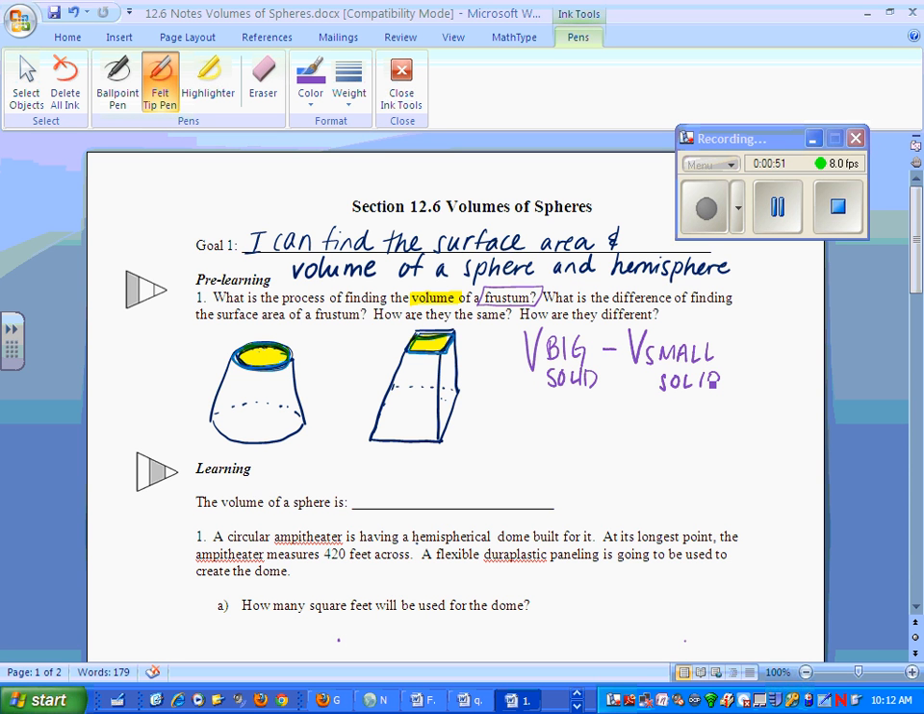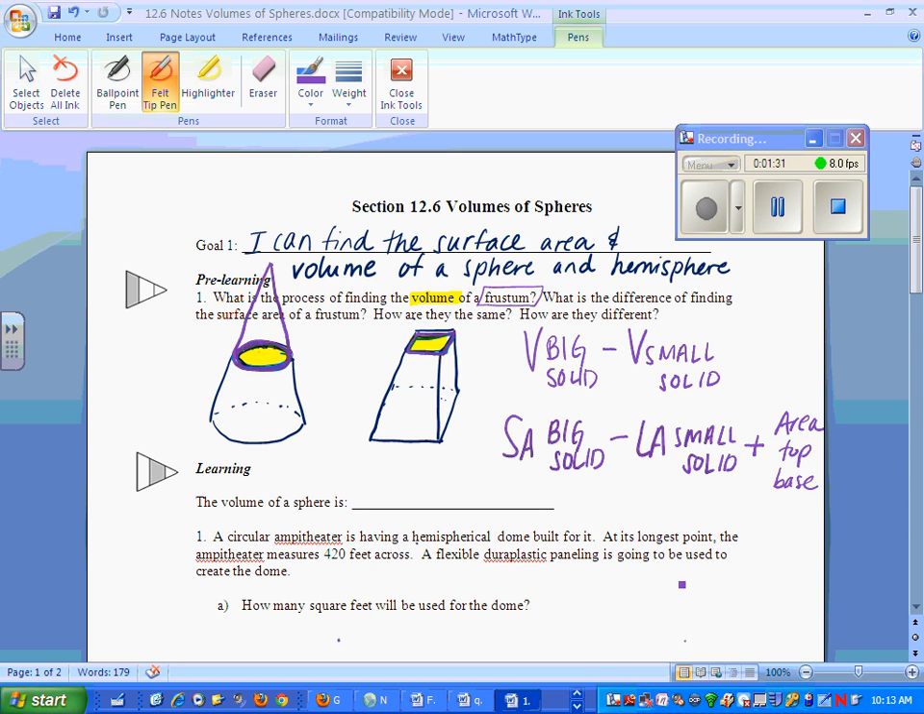When we get to surface area, it's going to be a little bit different. We still have to subtract, so we want the surface area of the big solid minus, but we're not going to take the whole surface area of the small one, because if I draw a cone here, I don't want this part subtracted. I want it added. So I'm going to subtract the lateral area of the small solid, and then I have to add the area of this part here. So I'm going to add the area of the top base.